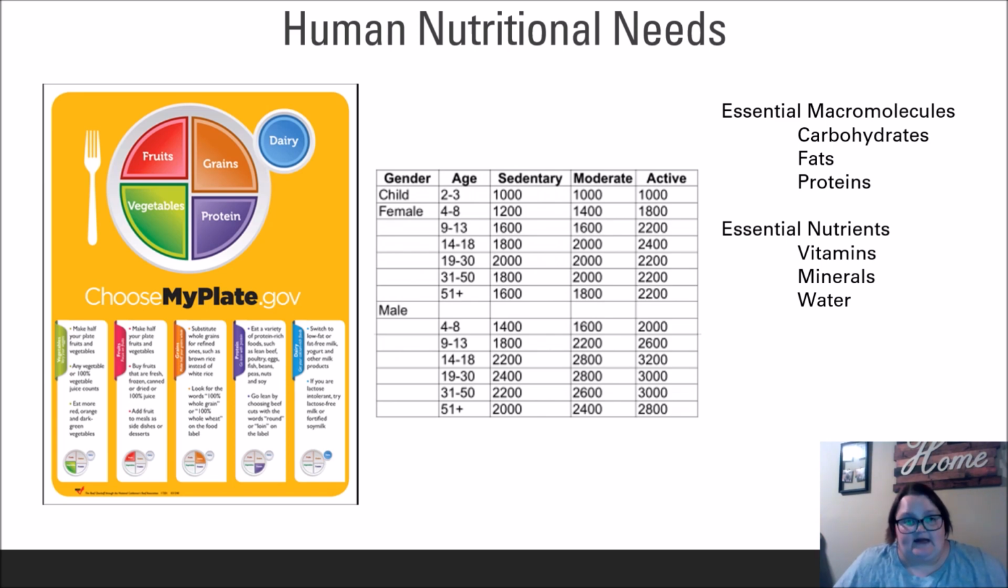Let's look at the My Plate diagram. Looking at this, we can see that the majority of our diet is suggested to be made up of vegetables and whole grains, followed by protein, fruits, and dairy. In order for our bodies to function appropriately, we need the combination of macro and micronutrients that are found in a variety of food sources.